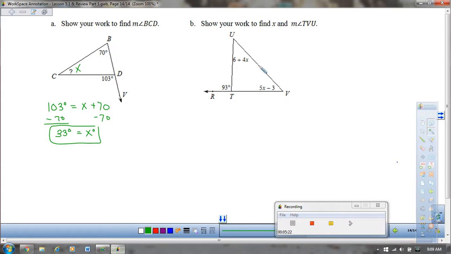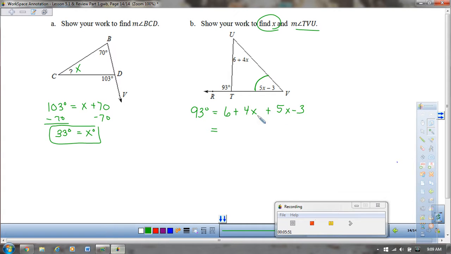Sometimes you have variables, and so it takes a little more work. We've got to first find the value of x, and then we can find the measure of angle TVU, which is what they're wanting to know, the measure of this angle right here. So again, we're going to use the same theorem. 93 degrees equals the two angles on the inside, 6 plus 4x, plus the other angle, which is 5x minus 3. And before we can do any solving for x, we've got to combine like terms.